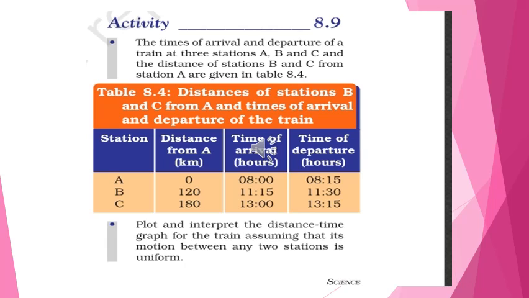So here is a small activity for you, that is graph activity, which is very interesting. You have to plot and interpret the distance time graph for the train, assuming that its motion between any two stations is uniform motion. So try to plot the points on the graph, and from the graph interpret. It means what you are actually observing from the graph, that you have to write.